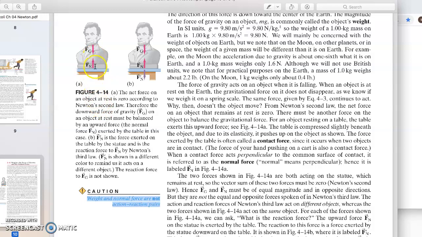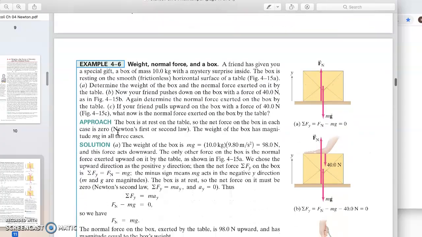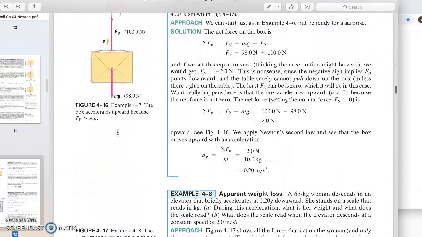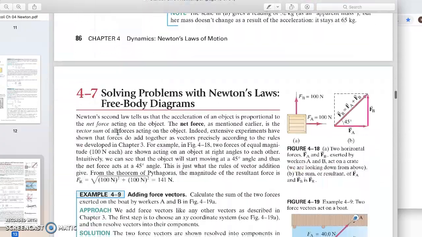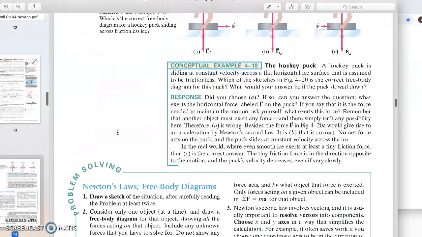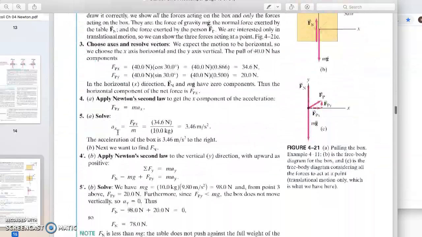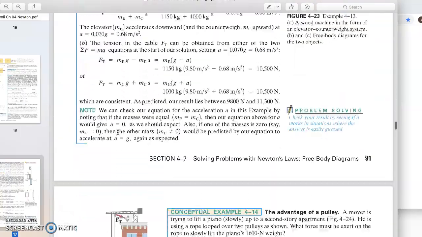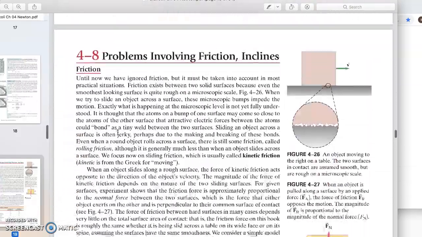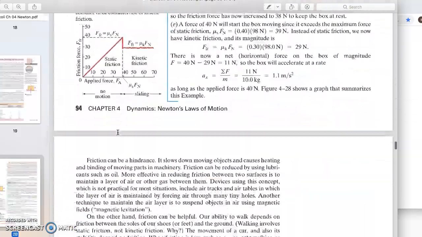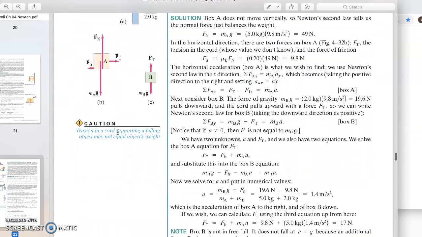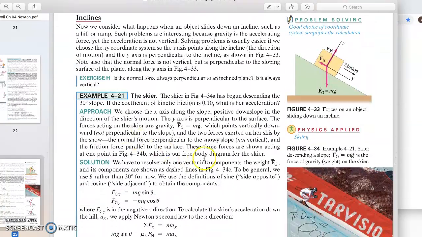Just to show you that it's always perpendicular, I want to go quickly to the end of the chapter, not the end, a little bit further. Further, further. I want to go to the inclined plane. Yeah, so I was right to say the end of the chapter. Okay, further, oh come on. There we go. This is an inclined plane. This is a very good example for that.